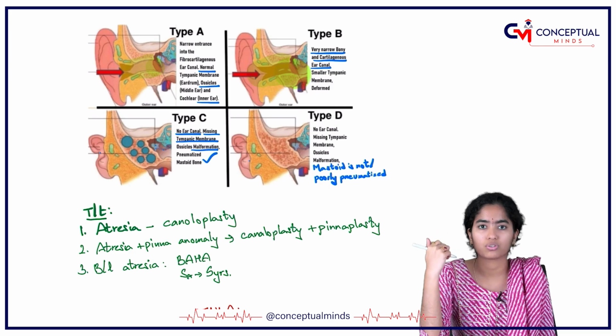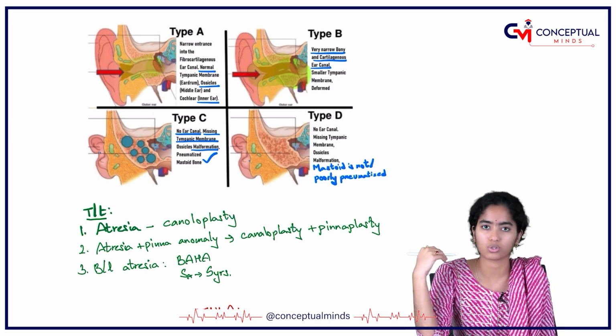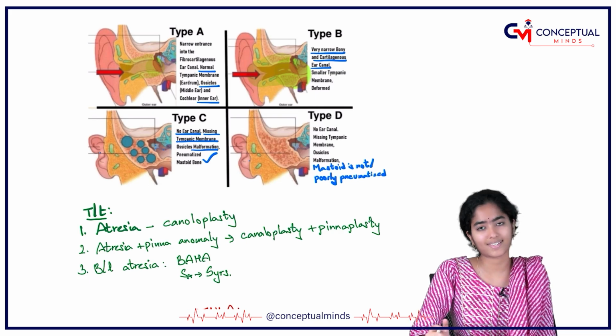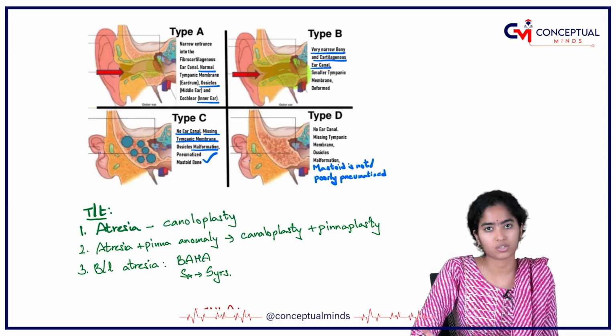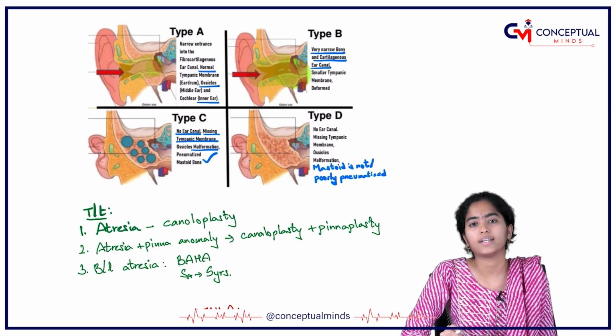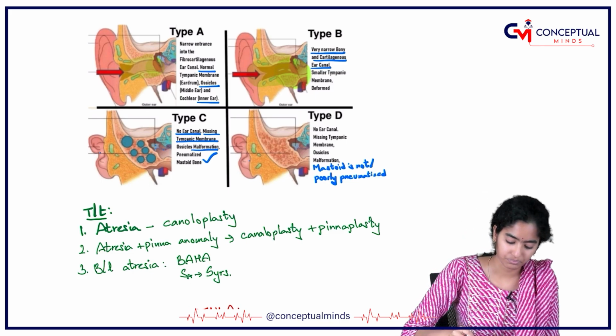Everything is totally damaged. There is no external auditory canal, no tympanic membrane, ossicles malformed, mastoid is also not pneumatized. Treatment for atresia is canaloplasty, reconstruction surgery. If pinna is also deformed, pinnaplasty should also be done along with it. Bilateral atresia can lead to hearing loss, and for that we use bone-anchored hearing aids.